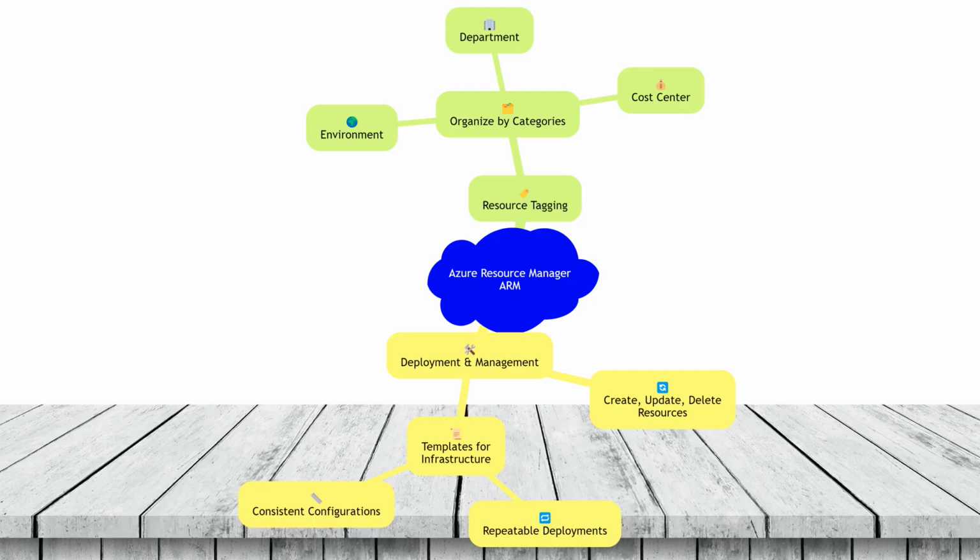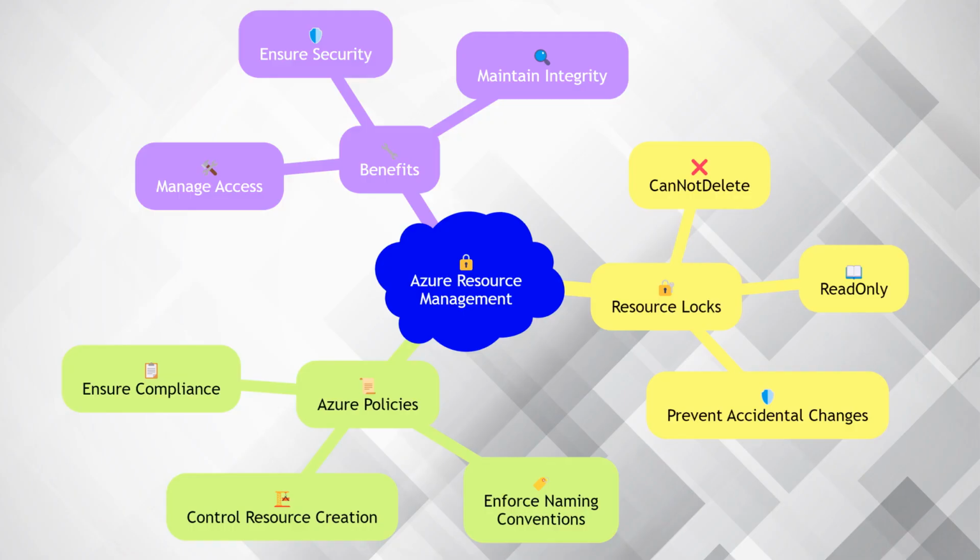Azure Resource Manager, ARM, is the deployment and management service for Azure. It provides a consistent management layer that enables administrators to create, update, and delete resources in Azure. ARM uses templates to define the infrastructure and configuration of Azure resources, allowing for repeatable and consistent deployments. ARM also supports resource tagging, which helps in organizing and managing resources based on categories such as environment, department, or cost center.